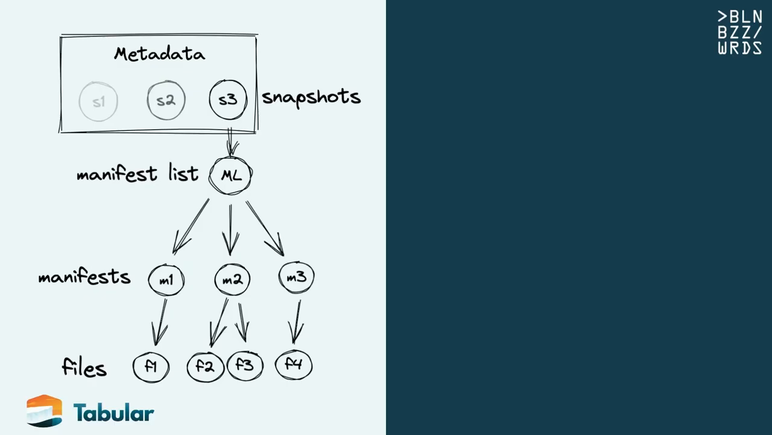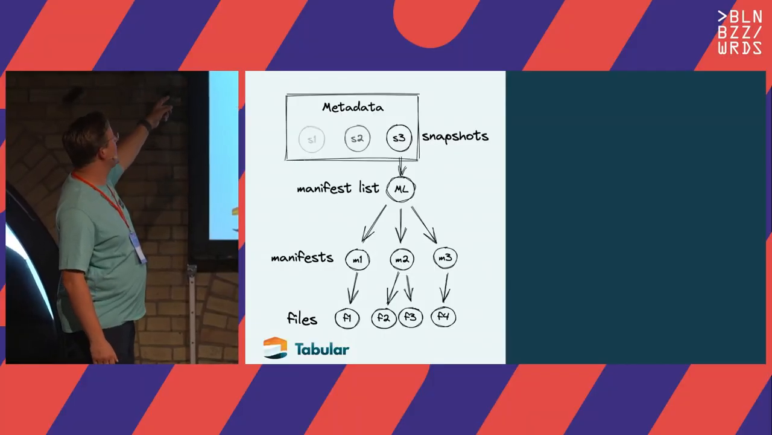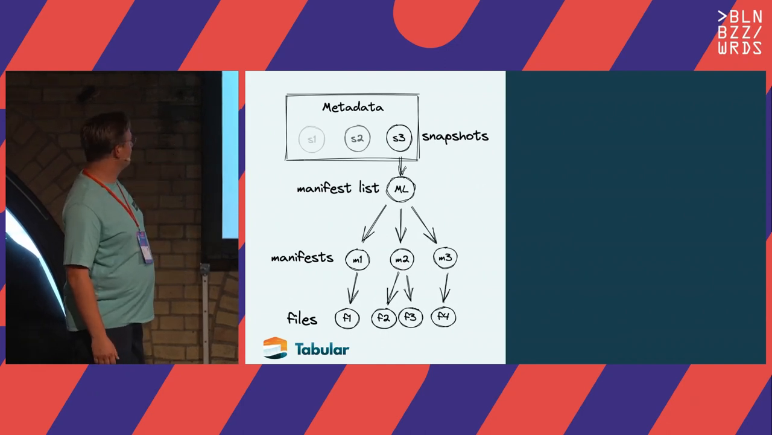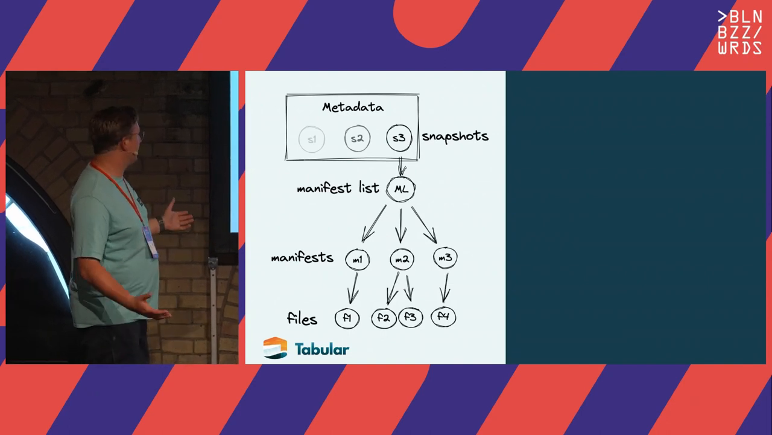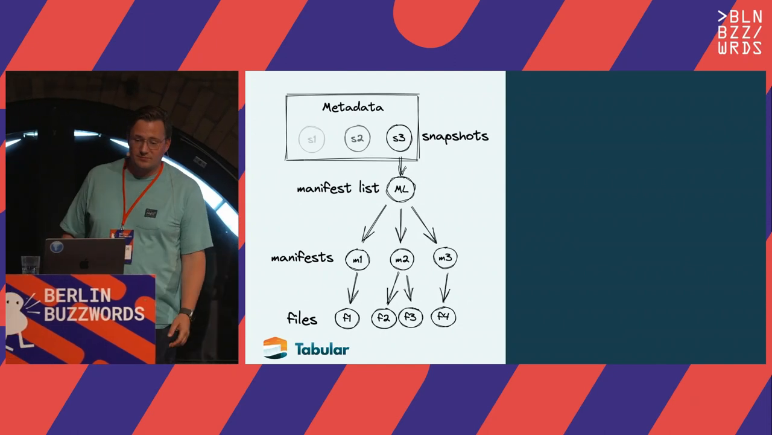Small recap, so we had the snapshots, which are the different versions of the table through time, that point to one manifest list. That then points to one or multiple manifests, and then we go to the actual data files, such as Parquet, Avro, ORC, and they're also there.